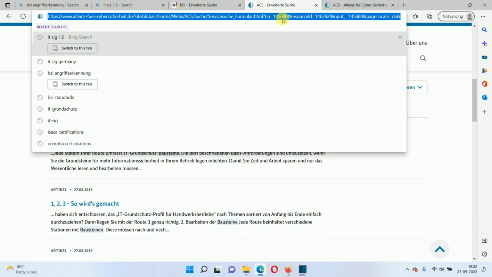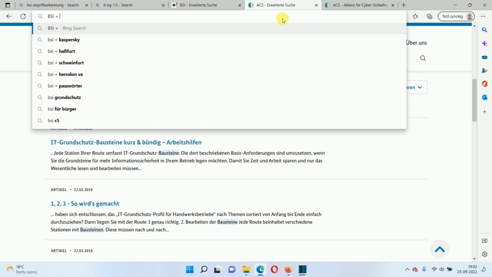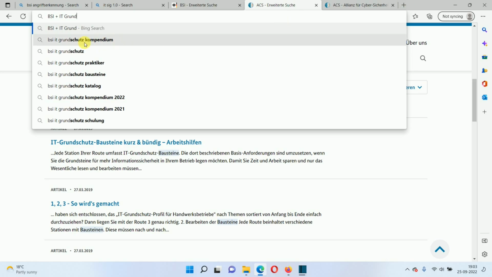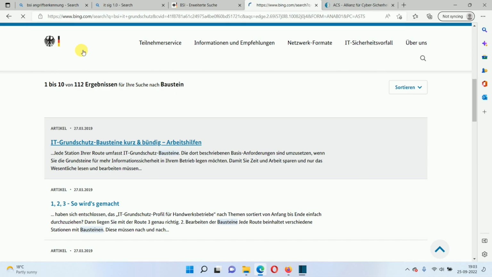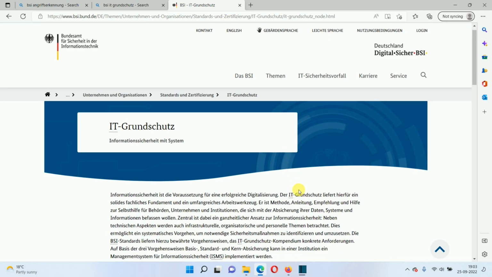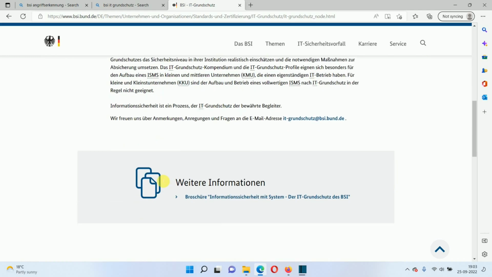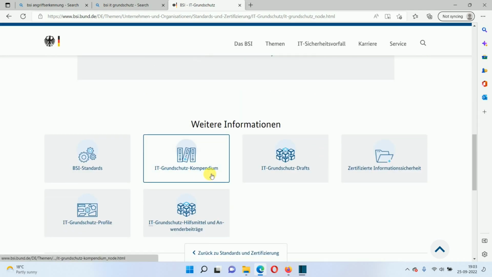Let me now check out IT Grundschutz. So BSI plus IT Grundschutz. So you see the compendium is another thing that I was talking about, but I will now check out IT Grundschutz. And here we should be able to find some important information. So here we are, IT Grundschutz. So this is the basic IT security. And here I should be able to find the IT Grundschutz compendium. So this is the one that I was talking about.